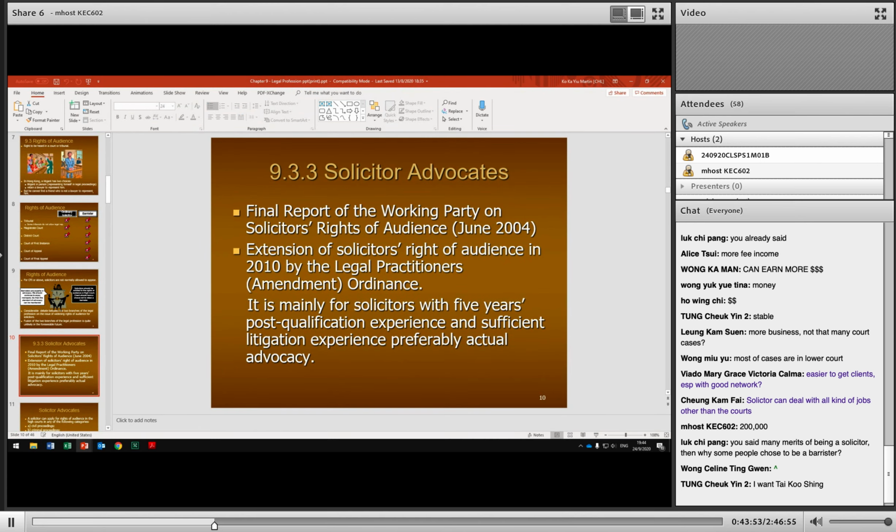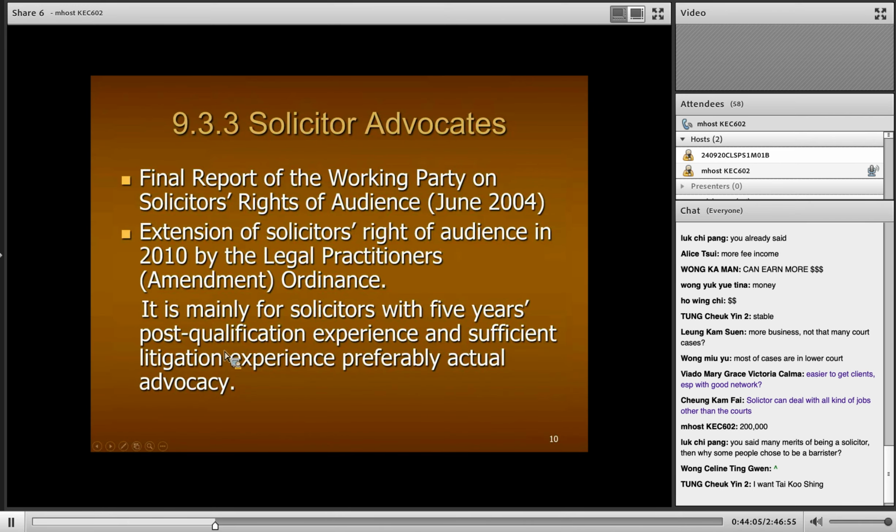And now we have the solicitor advocate. In the year 2004, we had the final report of the Working Party on solicitor rights of audience. At the end of the day, the solicitor rights of audience was extended in 2010 by the Legal Practitioners (Amendment) Ordinance. It's mainly for solicitors with 5 years post-qualification experience. It means that the minimum requirement is 5 years PQE, post-qualification experience, and also sufficient litigation experience, preferably actual advocacy.